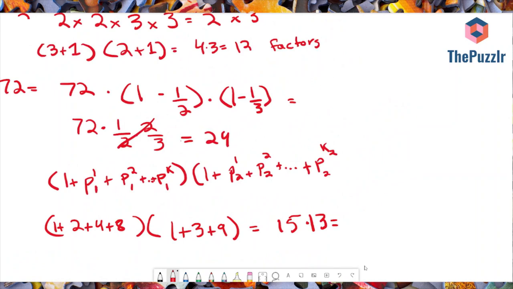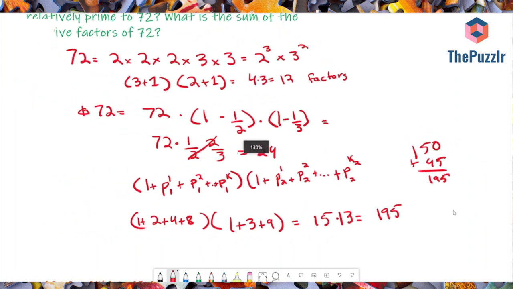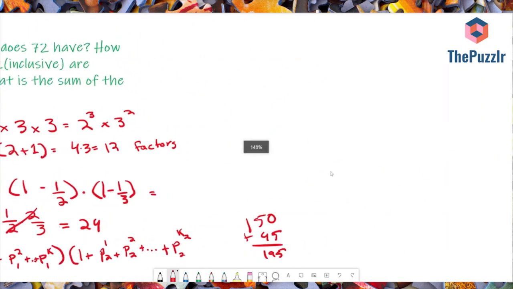So that would give us 195, because 150 plus 45 gives us 195. So the sum of the factors of 72, the positive factors, is 195. But what if you don't believe me? Let's double check our answer.